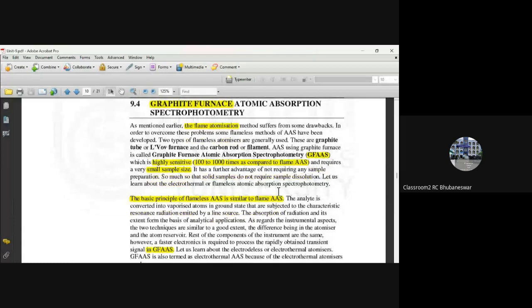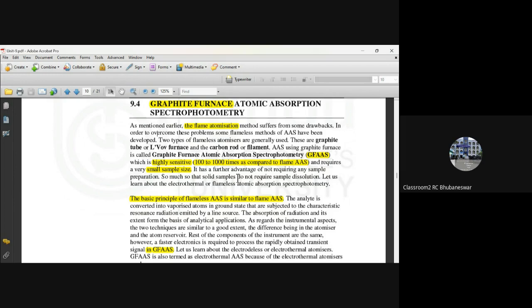Then graphite furnace atomic absorption spectrometer. I was telling you, for atomization we can use two ways. One is flame atomization, another is electrothermal. Electrothermal I will do through this furnace technique you have to do.